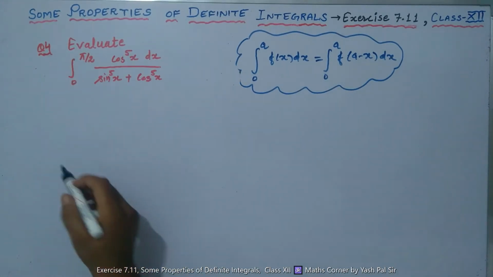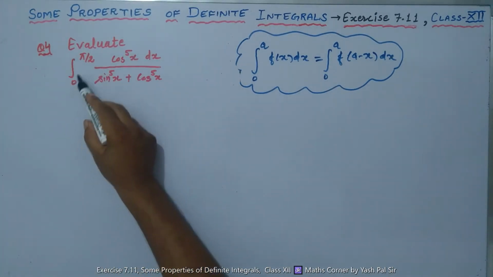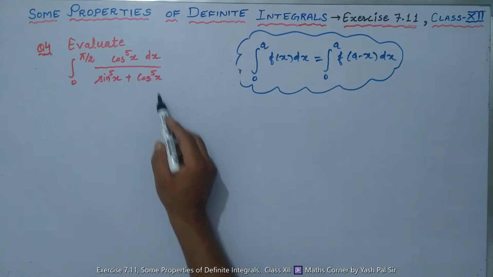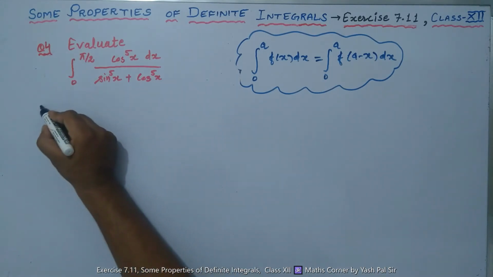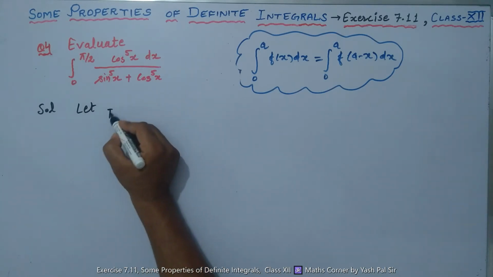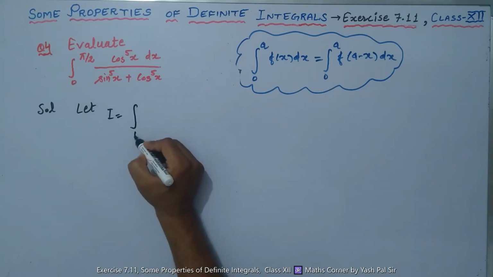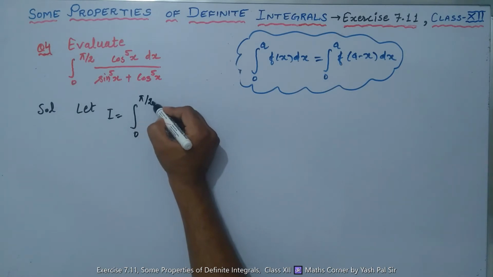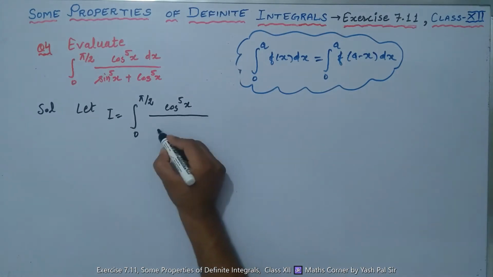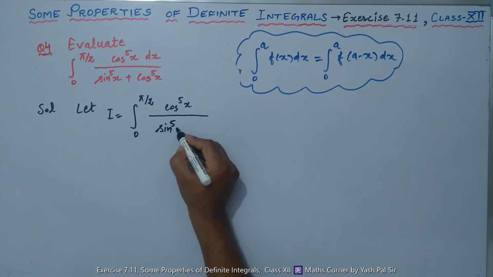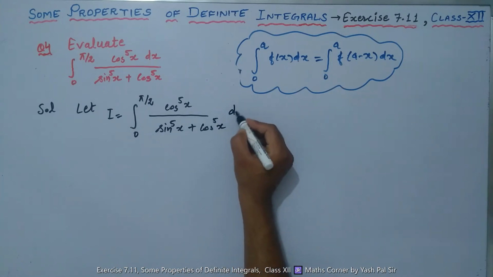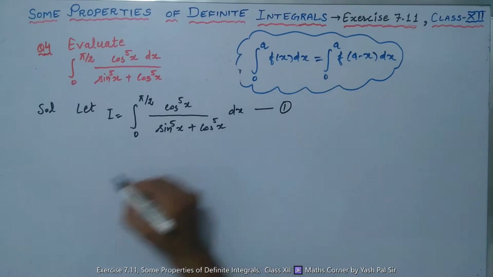Now what about question number 4? Evaluate the limit 0 to pi by 2 cos raised to power 5x upon sin power 5x plus cos raised to power 5x. So again let I is equal to the given question 0 to pi by 2 cos power 5x divide sin raised to power 5x plus cos raised to power 5x into dx. Say this is equation number 1.